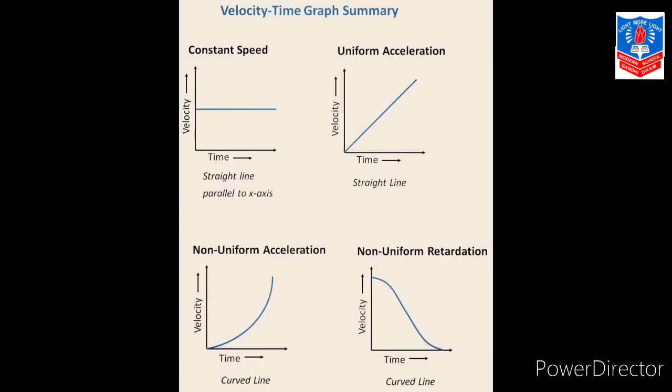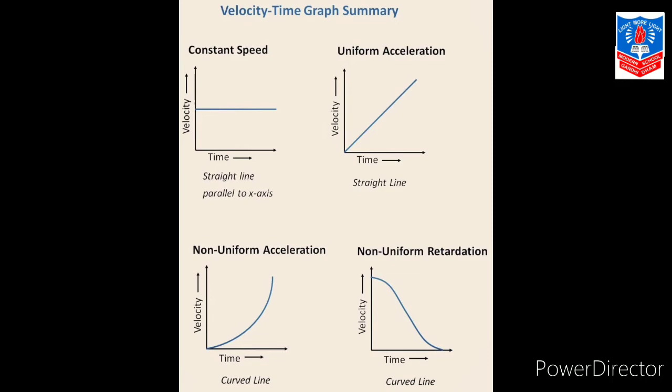Now students, let us go through velocity time graphs. In the previous section, we studied distance time graphs. Now we are going to study velocity time graphs. The first velocity time graph which you are seeing on the screen is for an object traveling with constant speed, that is uniform speed. जब कोई object uniform speed से travel करता है तो उसका graph कैसा होता है? It is a straight line which is parallel to the x-axis.